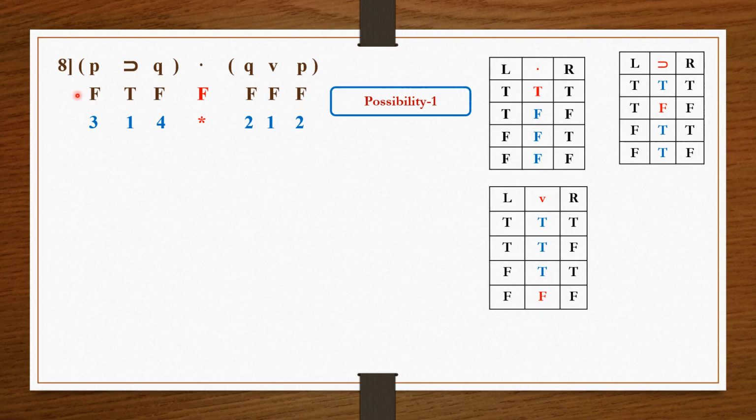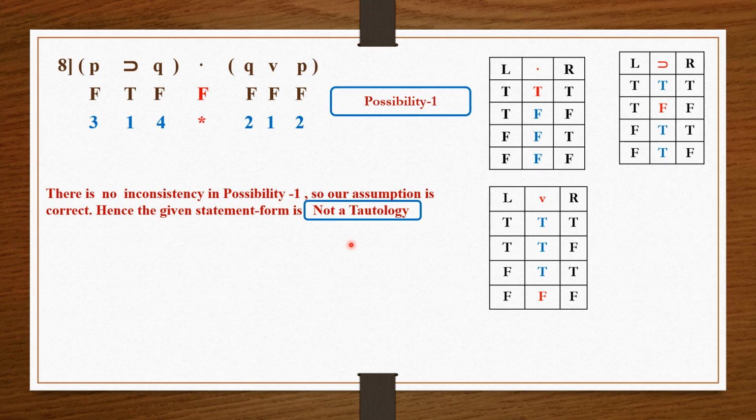I will check the rule. If both the sides are false, then what is implication? When both sides are false, then implication is true. Okay. So let us see here true. So this is also true. It's correct. There is no inconsistency in the very first step. So there is no need to solve the other possibilities, and our assumption is correct and the statement form is not a tautology.